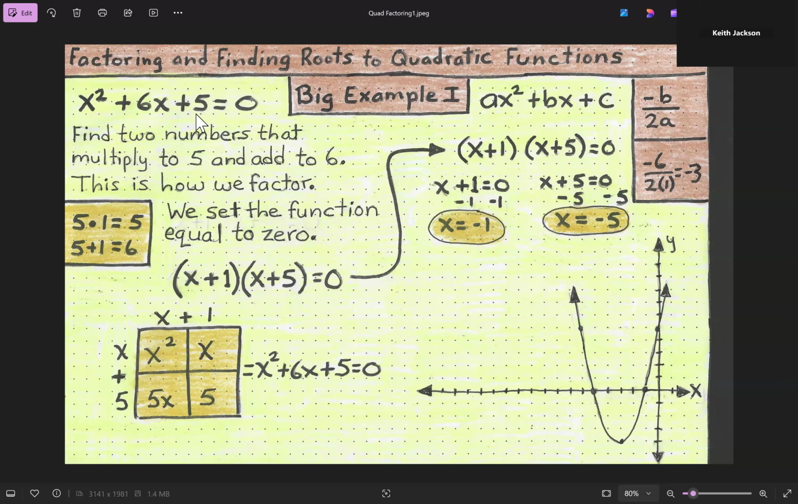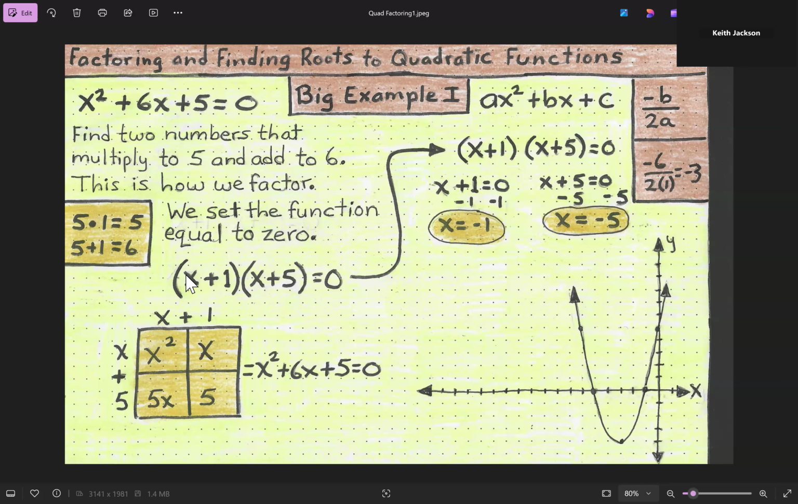Again, we're going to find two numbers that multiply to 5, and when we add those two numbers, they come up with 6. Those numbers are 5 and 1, because 5 times 1 will give us 5, and 5 plus 1 will give us 6. Those are the two numbers we're going to use as our values to set this function equal to 0. We're just going to write it right here like this.